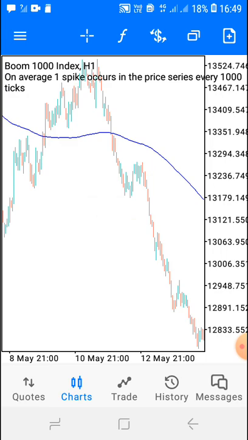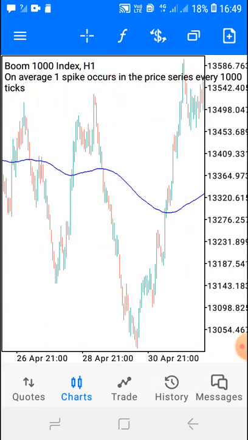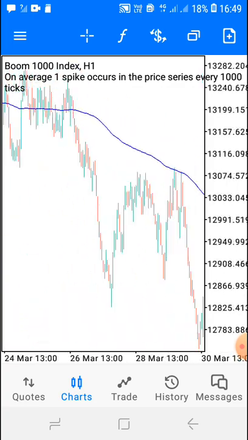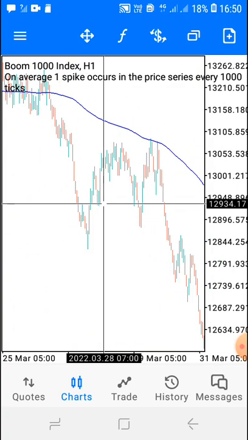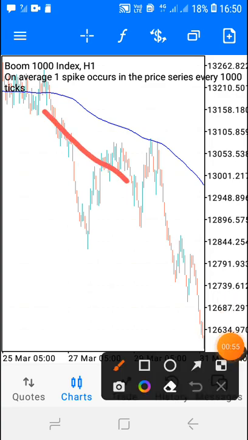So once you've added that, I'm just going to explain to you guys what the moving average is there for. The moving average basically tells us when the market is changing trends. So what we can see over here is that the price was moving in a downtrend.